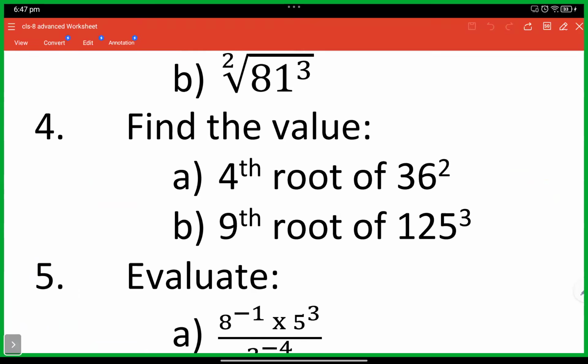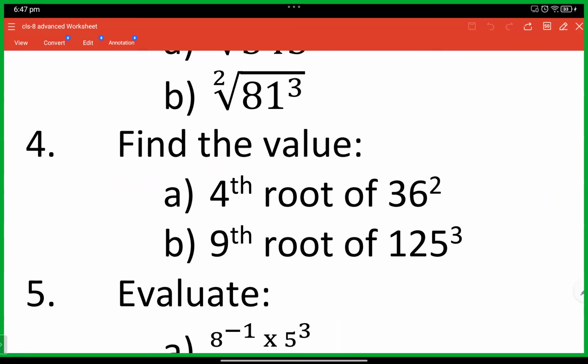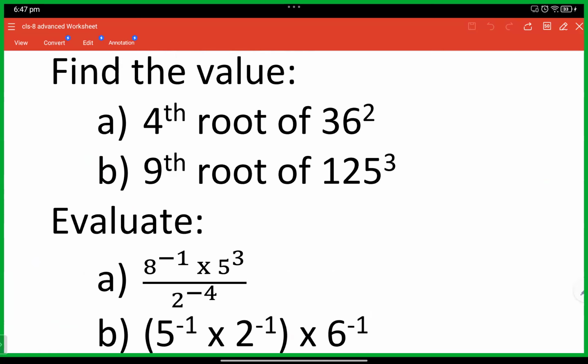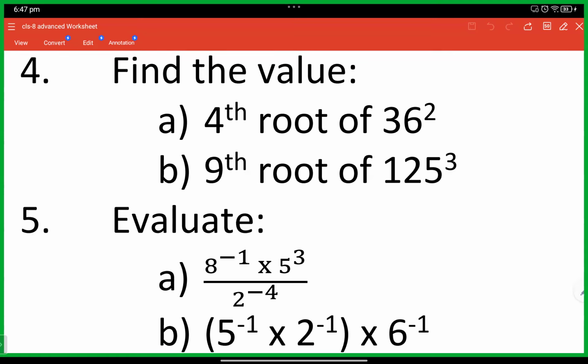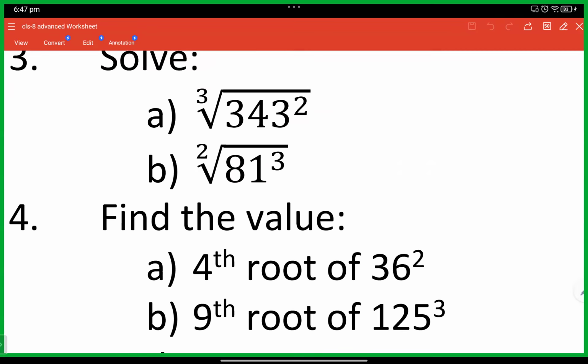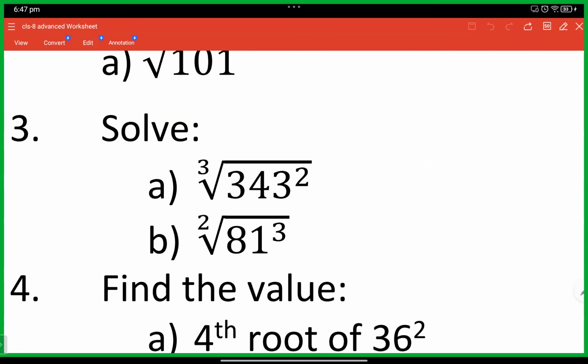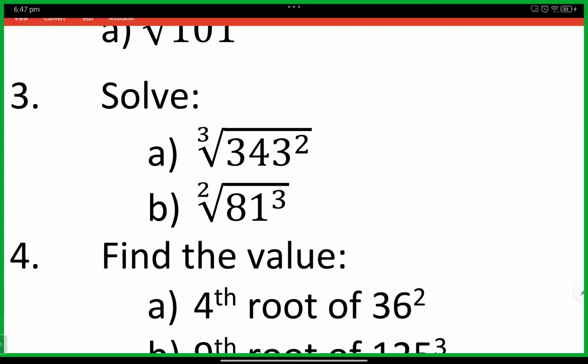This ninth root, fourth root is not there for you, Ashwa. We will not discuss that. Actually, fourth root is nothing but power 1 by 4. But you don't have fourth root of 36 power 2 like that; 36 square power 1 by 4 you should do. That way we don't have it at your 8th class level. We'll leave that one.